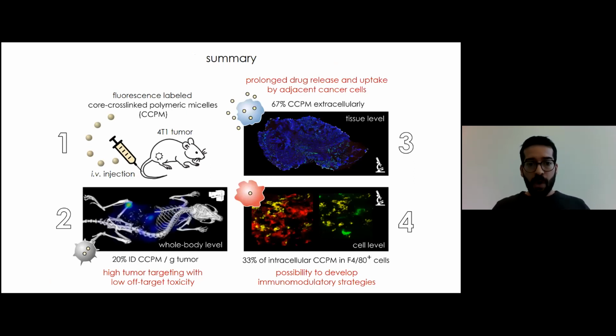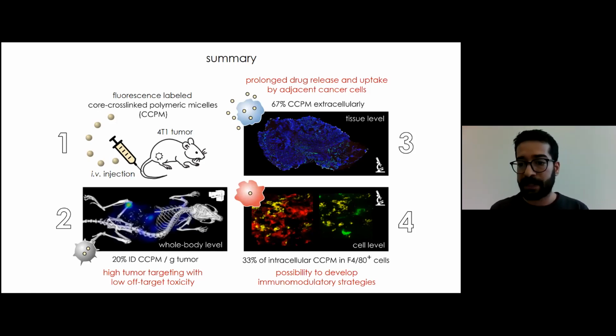And then, to go again to my summary slide, by analyzing our data, we saw that by using these nanoparticles, we are able to target tumors in a very efficient way. We see that 20% of the injected dose per gram of tumor was a very good result for us. And also we saw very low off-target toxicity, since the nanoparticle has the preference to localize mostly in the tumor.